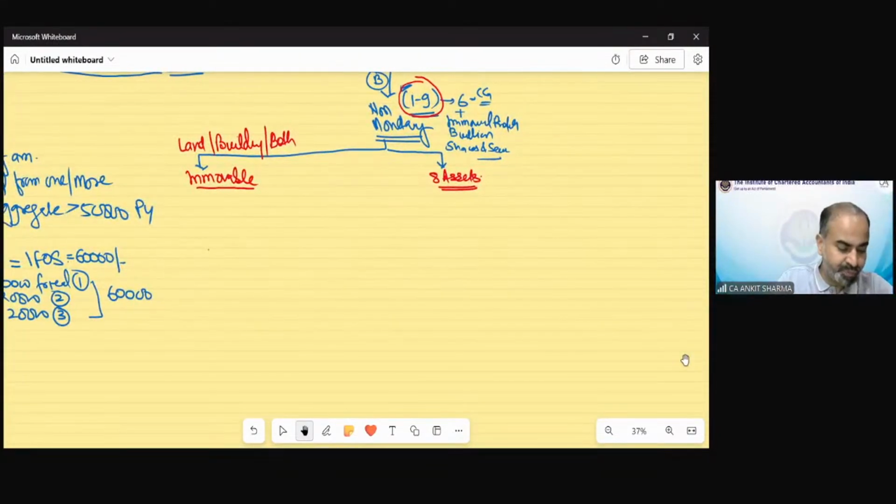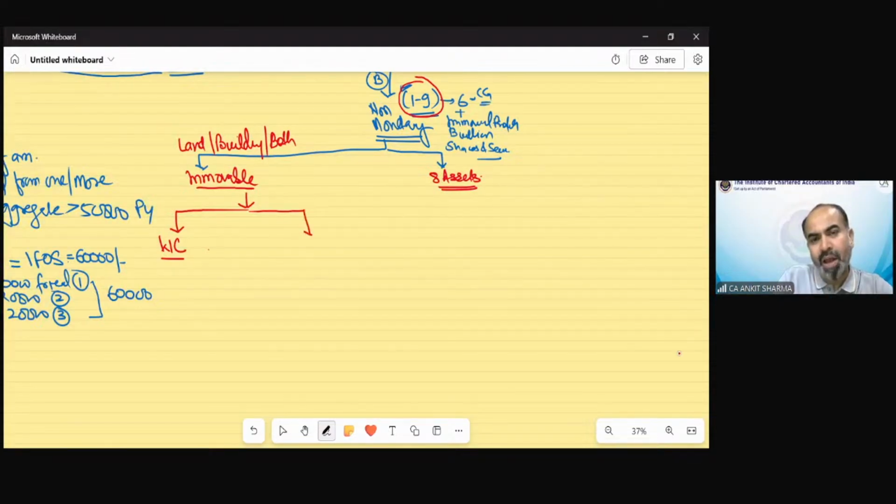So let me show you. If we are receiving immovable property, there would be 2 circumstances. Whether I am receiving it without consideration or I am going to receive it in inadequate consideration. Let me tell you one more thing. Each property's taxability is found out separately.